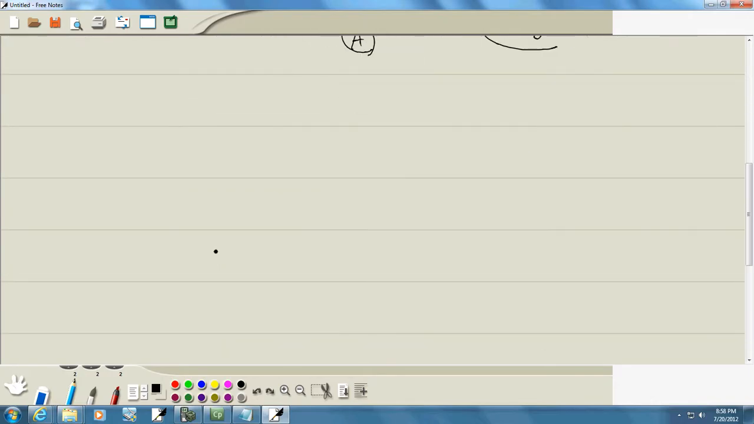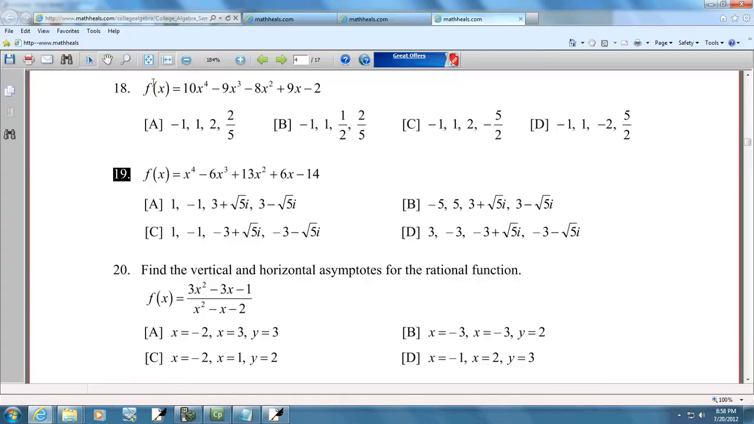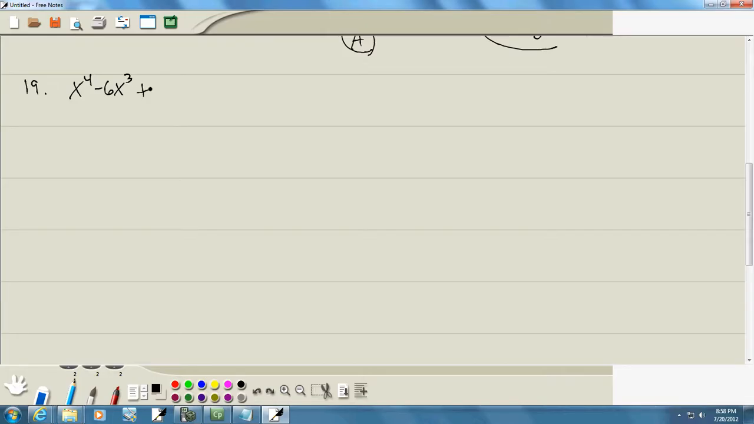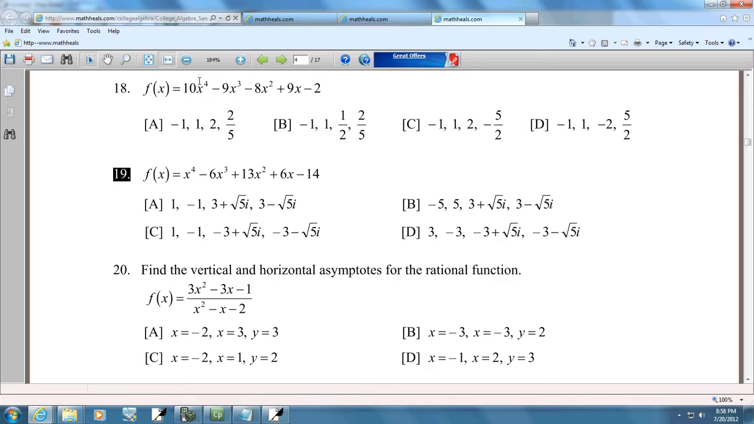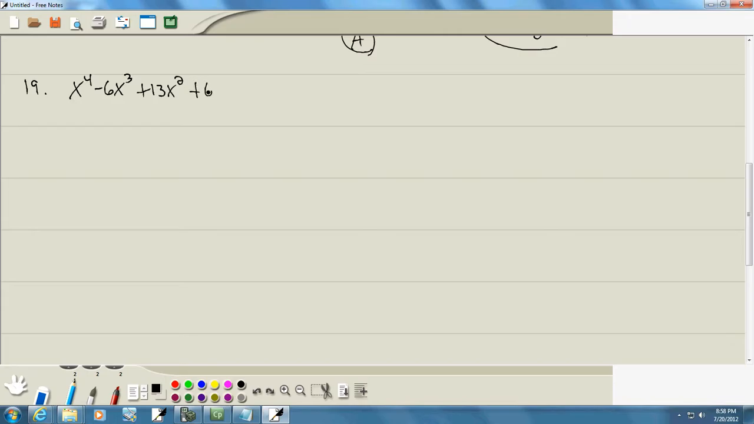Calculator is really nice. It helps give us some of our answers. We're going to have x to the fourth minus 6x to the third plus 13x squared plus 6x minus 14 equal to 0. Well, first thing, our number at the very end, our constant term, is our p, and the number before our leading term is the q. So q is 1 and p is 14.